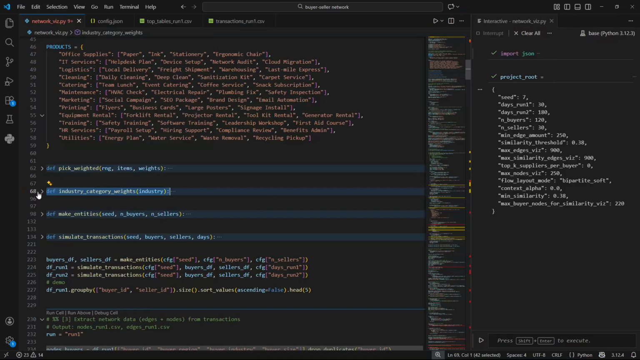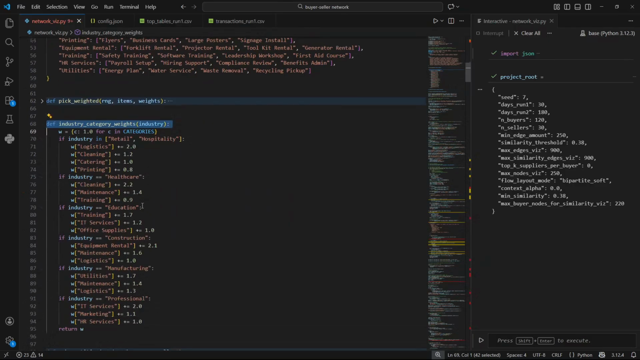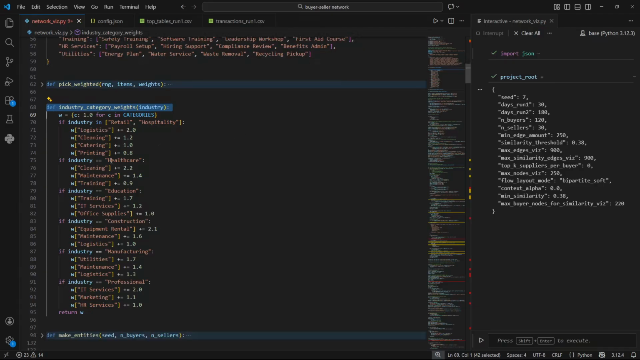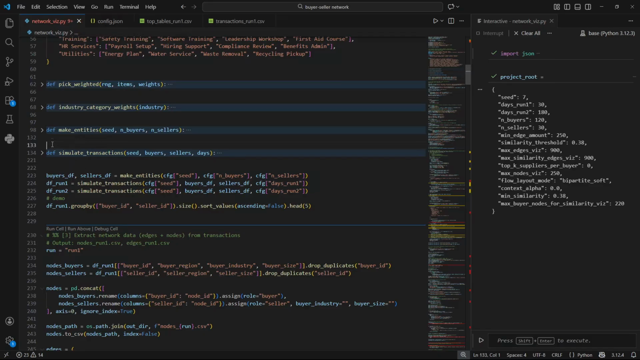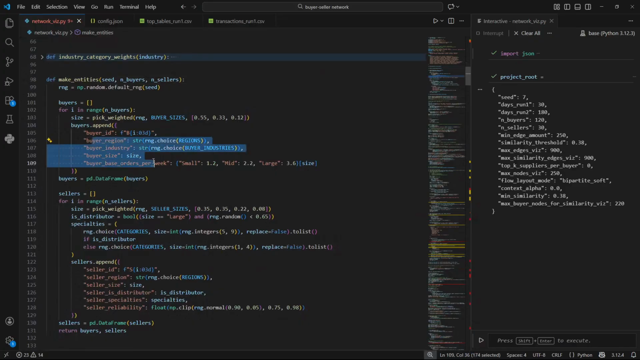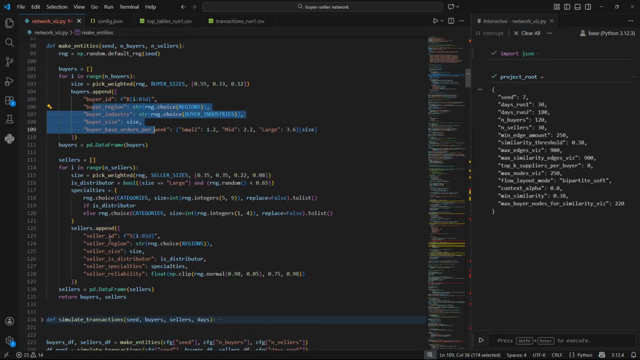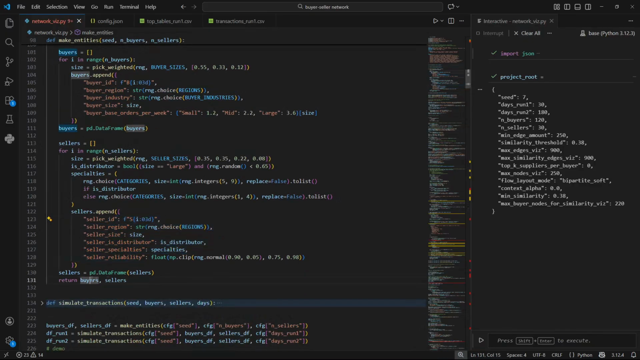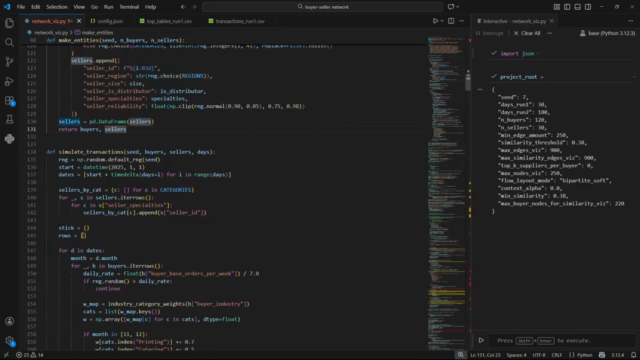In the industry category weight, what we're going to do here is essentially make the demand category mix depend on the industry, right? So we define industry and say, depending on which industry you are, your demand may come from different specialties. That again limits and makes the connection between buyers and sellers based on their features clearer. And then we make the entities buyers and sellers. We add the different features for each of those buyers and sellers, which gives us just buyers and sellers, and that is the main thing that simulates the transaction.